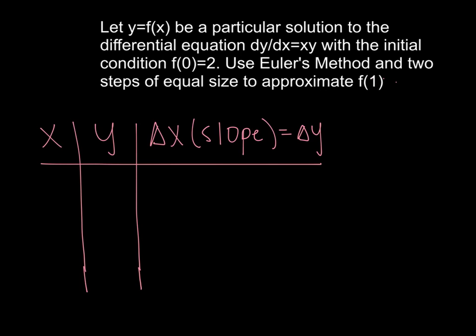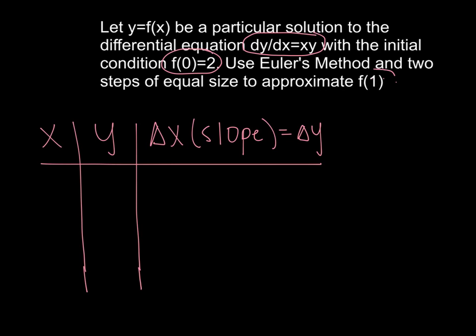So this next example is phrased in a manner very similar to how it will be phrased on an AP exam. It says, let y equals f of x be a particular solution to the differential equation dy over dx equals x times y. So there's our slope with the initial condition of f of 0 equals 2. And another thing to note is that AP problems will always state that you are to be using Euler's method if you need to be using Euler's method. So it says use Euler's method and 2 steps of equal size to approximate f of 1.